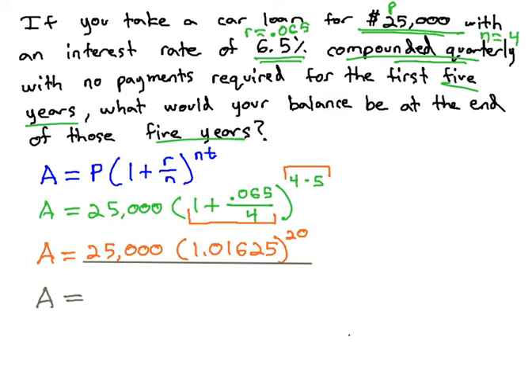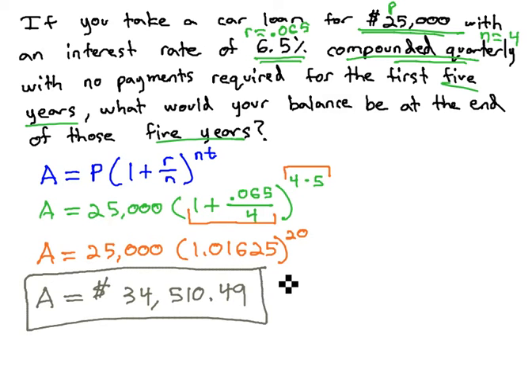Make sure you know how to use your calculator for this, and you should end up with a final loan amount of $34,510.49. So after 5 years, your car loan has gone from $25,000 to over $34,000. And that's how we can calculate a balance with compound interest.